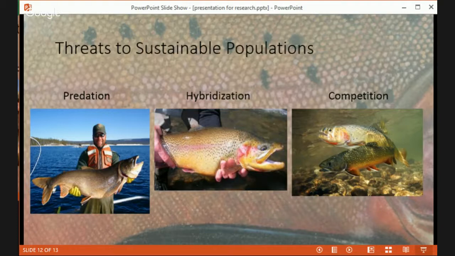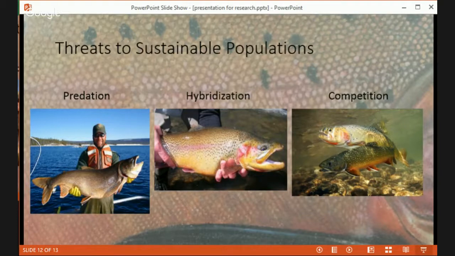Another threat, the biggest threat actually, is hybridization. So cutthroat trout can hybridize with rainbow trout. It appears that as they were isolated and they evolved, they didn't evolve isolation mechanisms for reproduction. So as rainbow trout and cutthroat trout are in the same waters, they will hybridize, and it creates unpure cutthroat trout genes. And rainbow trout tend to outcompete cutthroat trout in a lot of situations as well.